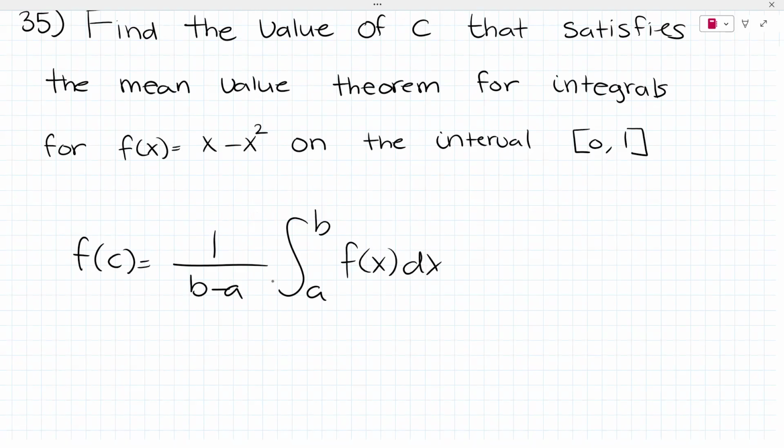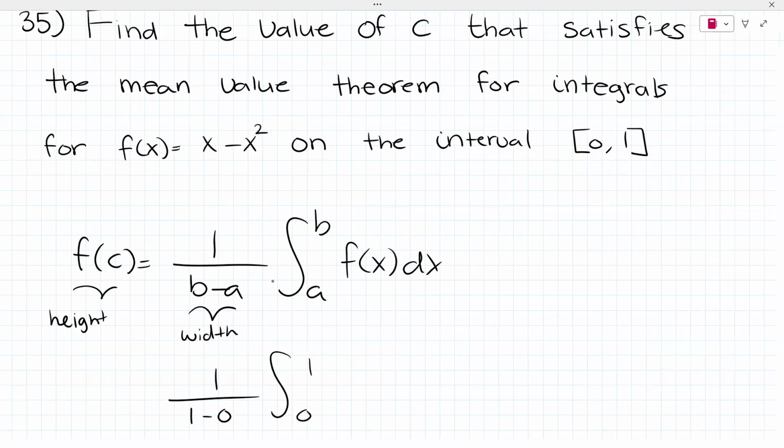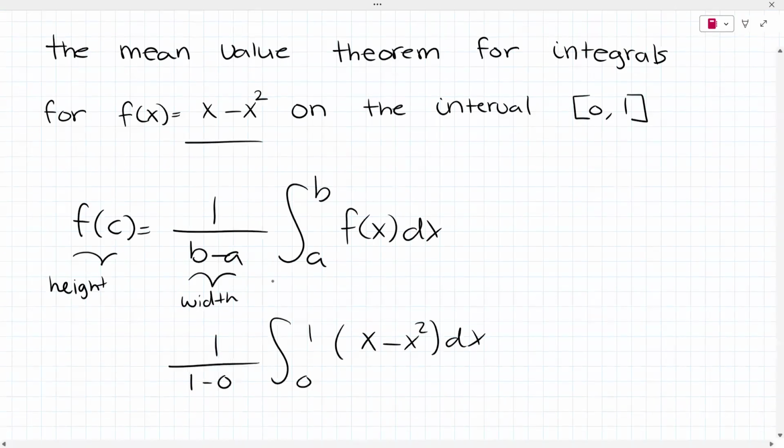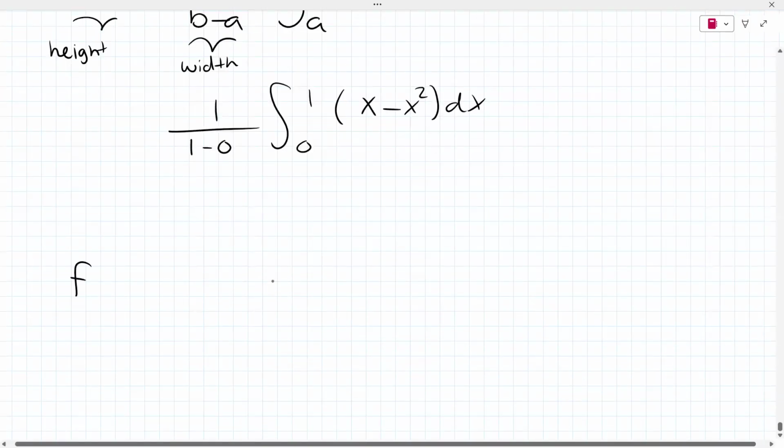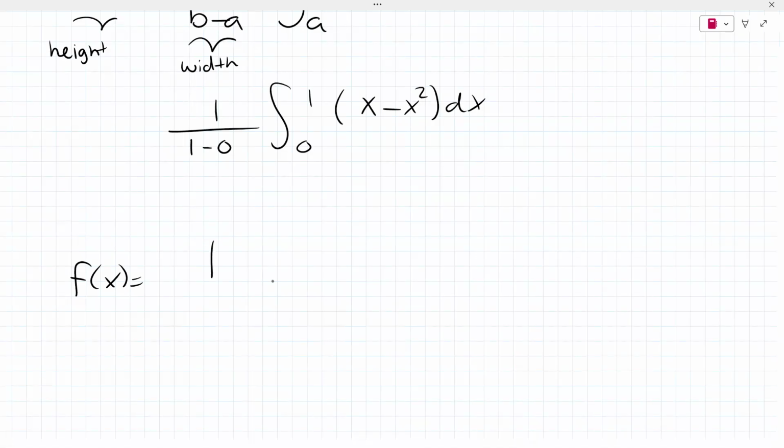So we know that f of c is called the height, and we know that b minus a is the width. So it's going to be 1 over, and then b minus a, so that's 1 minus 0, from the integral 0 to 1. And our f of x is given, x minus x squared dx. So that means f of c is going to equal 1 over 1 minus 0, which is just 1.